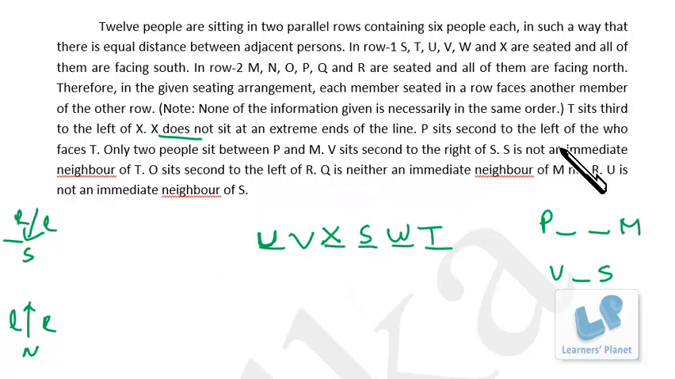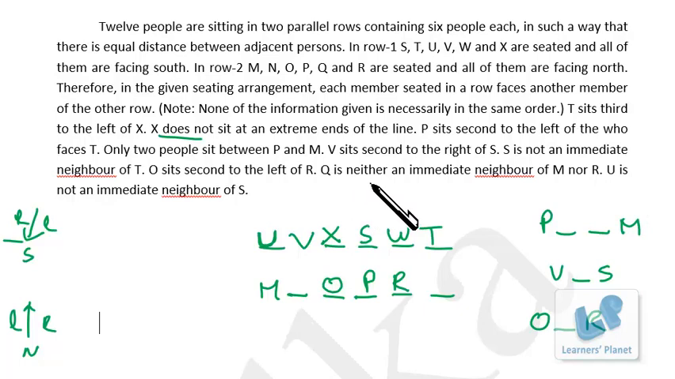Now P sits second to the left of the one who faces T. So second to the left. So this person is facing T. So second to the left is P. Then only two people sit between P and M. So this cannot be this side. So P dash dash M. Then O sits second to the left of R. So we have O dash R. So O dash R not possible. O dash R, yeah. Okay. Now since this condition Q is neither an immediate neighbor of M or R, we cannot make this arrangement, right?